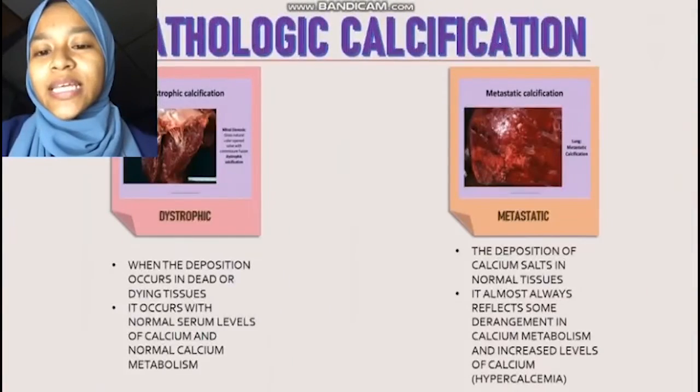There are two types of pathological calcification. The first one is dystrophic calcification. It is when the deposition occurs in dead or dying tissues and occurs with normal serum levels of calcium and normal calcium metabolism. The second one is metastatic calcification. It is when the deposition of calcium salts occurs in normal tissues and always reflects some derangement in calcium metabolism and increased levels of calcium.